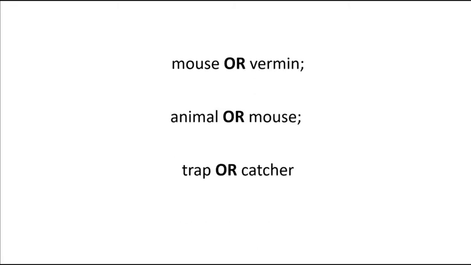The Boolean operator or placed in between two words or two phrases will tell the system to look for documents containing either of those words, such as to look for either mouse or vermin in a single document, animal or mouse, and trap or catcher in such a single document.